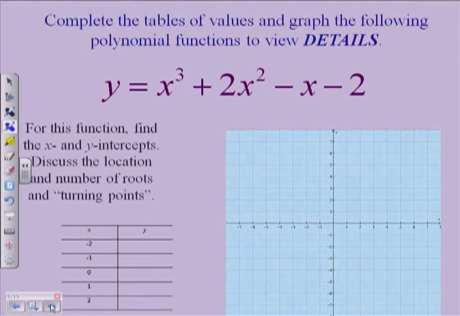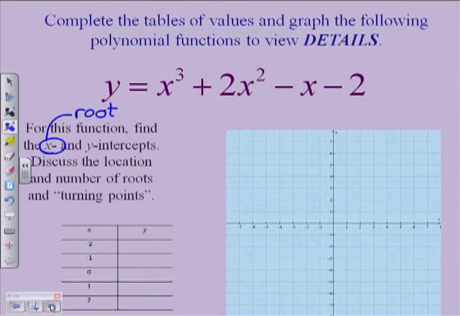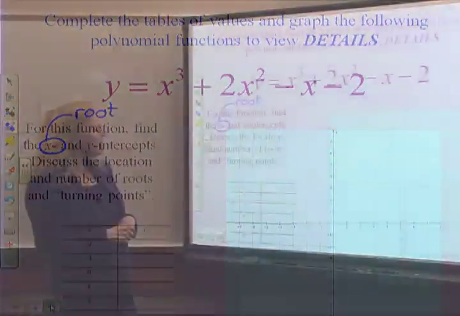Things like x and y intercepts, especially x-intercepts. And these guys have another name as well. An x-intercept is also called a root. I don't know who dreamed that up, but oh well, we'll use it. Okay? So we want to find out where these roots are happening and how many turning points we might have.